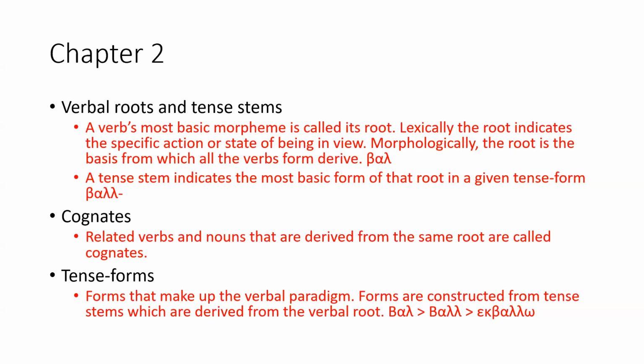Cognates are related verbs and nouns that are derived from the same root. Tense forms are forms that make up the verbal paradigm. Forms are constructed from tense stems, which are derived from the verbal root. So you've got the verbal root bal, and you've got the tense stem bal, and then you've got a tense form, which is going to be a form like ekbalo.